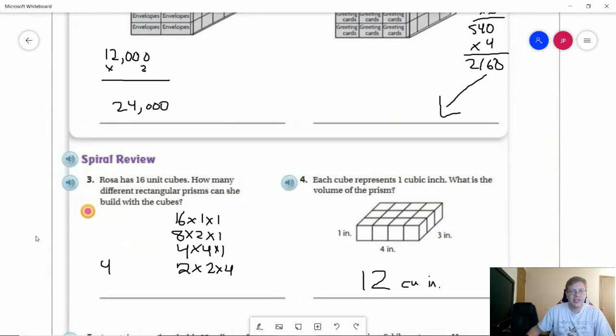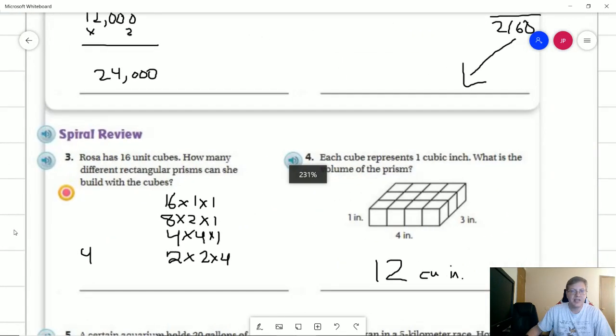For number 3, the sets of factors that I can multiply: 16 times 1 times 1, 8 times 2 times 1, 4 times 4 times 1, and 2 times 2 times 4. And again, all of these are interchangeable, so I could put the 16 in the middle, or I could put the 8 in the middle, or I could put the 4 over here, or I could start with a 4. Again, those are the sets of numbers that I could multiply together, my groups of 3 factors, that when I multiply those numbers together, I'm going to get the answer 16. So there are 4 different combinations of factors that I could use.